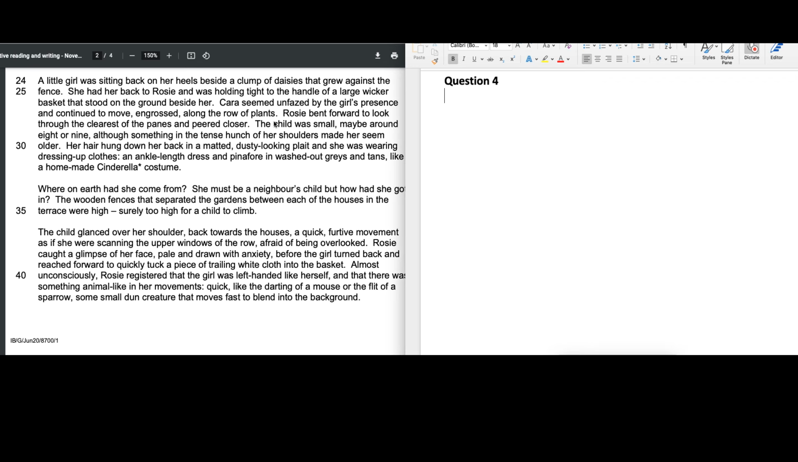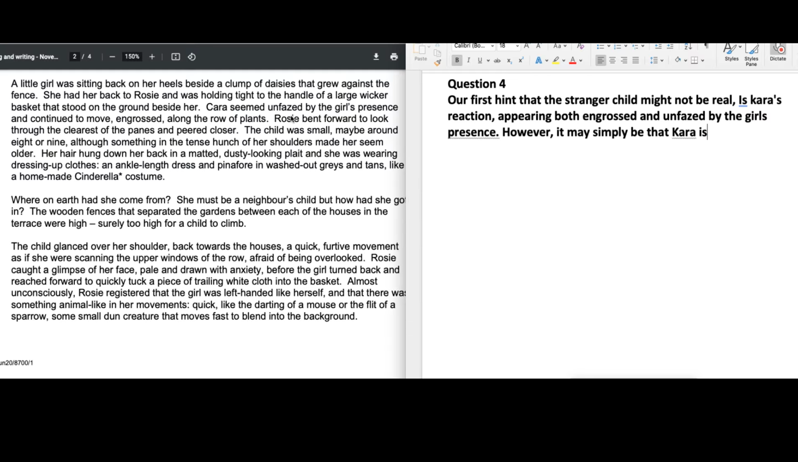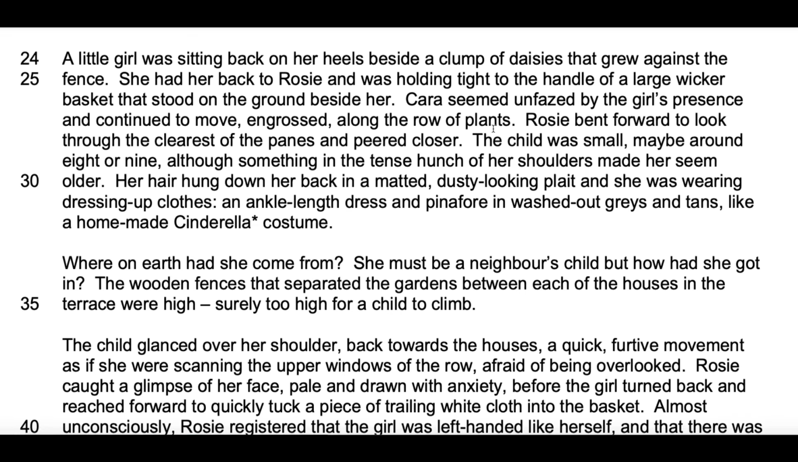Our first hint that the stranger child might not be real is Cara's reaction, appearing both engrossed and unfazed by the girl's presence. However, it may simply be that Cara is absorbed in her task and simply hasn't noticed a real child. Notice that I've included the word however really early in my answer because that tells the examiner I'm evaluating. And it also reminds me that I have to look at more than one view about this child. Is she imaginary or not? We now go back to the extract.